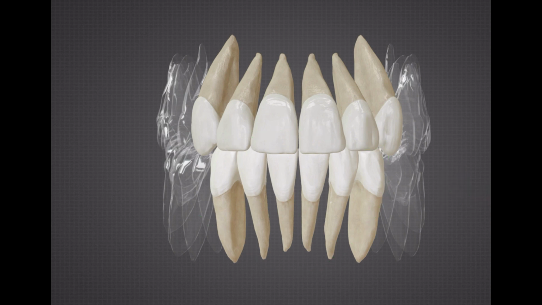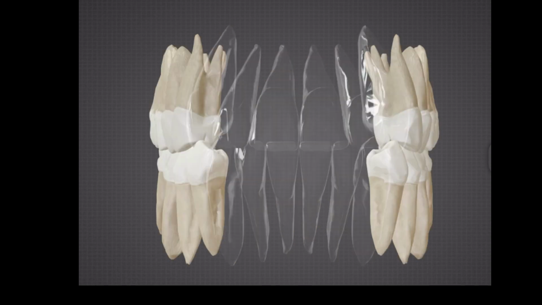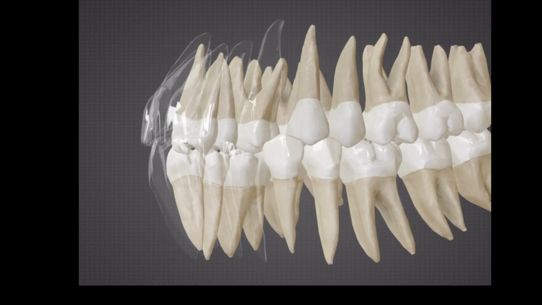So we have your maxillary central incisor, the maxillary lateral incisor, and the maxillary canine. While for your mandibular or lower arch teeth, we have your mandibular central incisor, the mandibular lateral incisor, and your mandibular canine. While for the posterior teeth, we have your first premolar, second premolar, the first molar, the second molar, and the third molar.